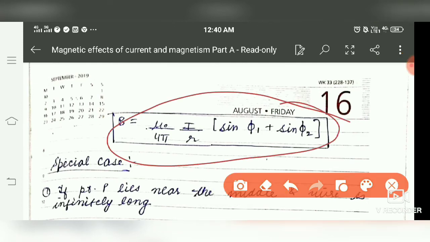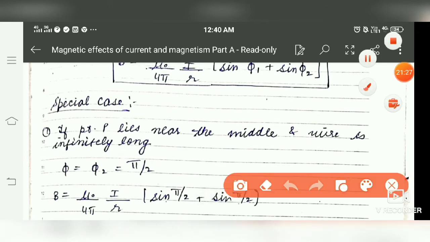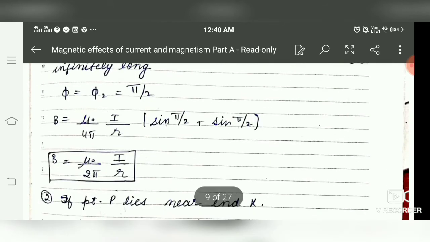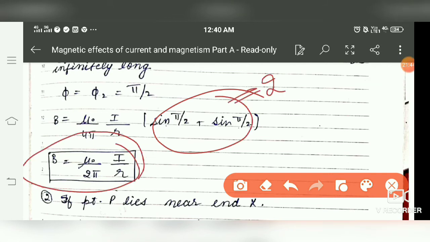We have some special cases. If P lies in the middle of the wire and the wire is infinite, in that case phi 1 and phi 2 both equal 90 degrees each. So in that case, instead of 90 it becomes 1 plus 1, that is 2. This 2 gets cancelled with this, so we get this value.